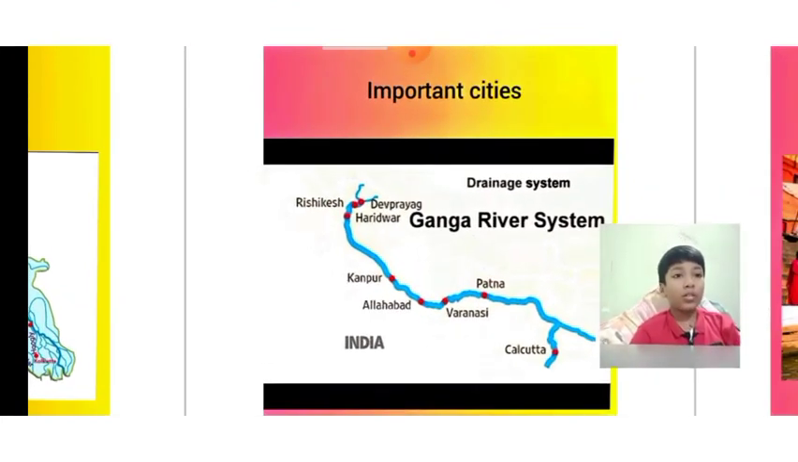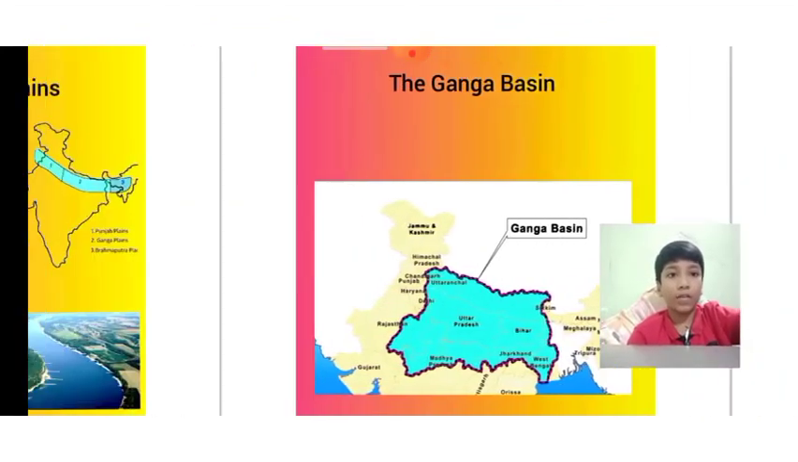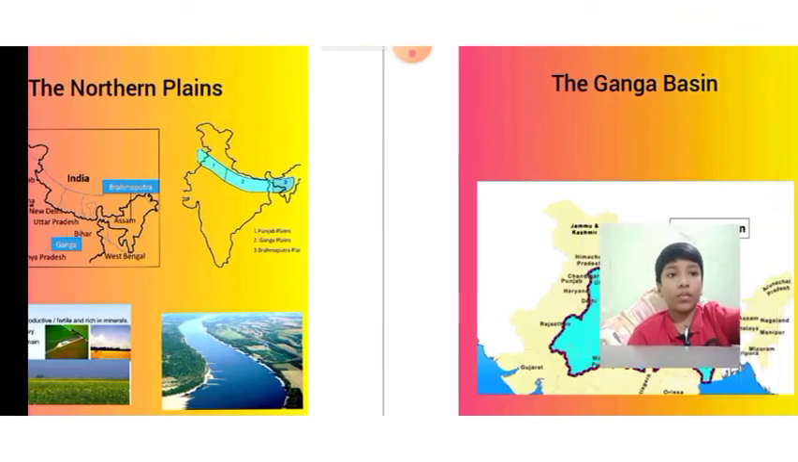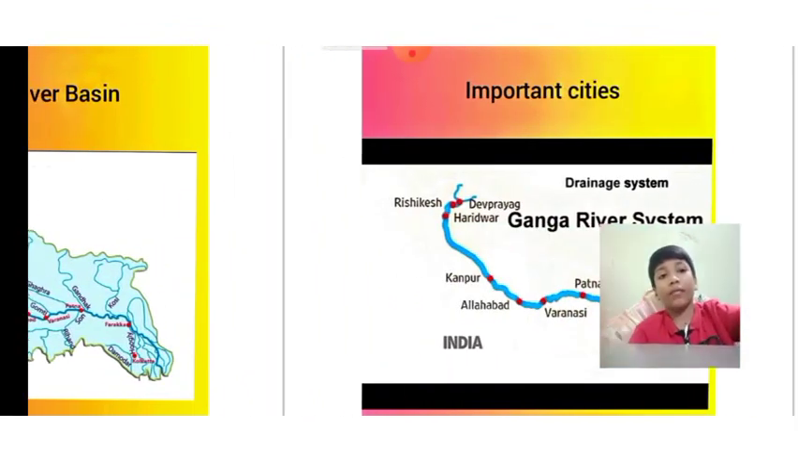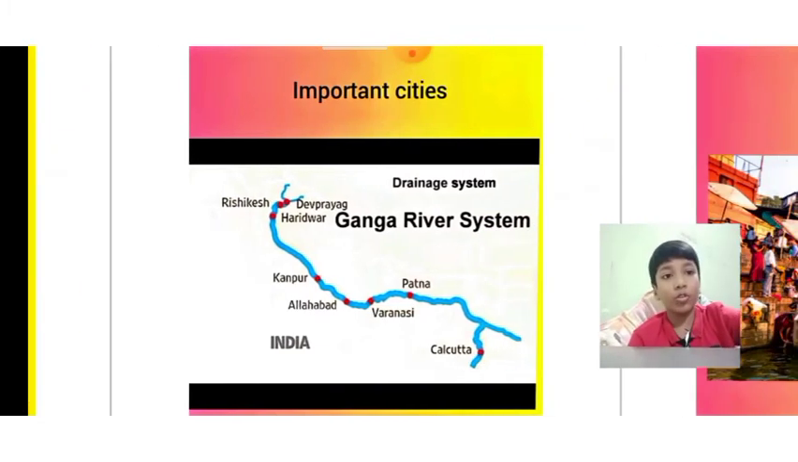You might have a question, how does Ganga enter the plains? See, I will show a picture. It will enter the plain very swiftly and it enters the plains in Haridwar and comes down and goes to Bangladesh. In Bangladesh it is called Padma and it goes to the mouth of Ganga and comes to the Bay of Bengal.